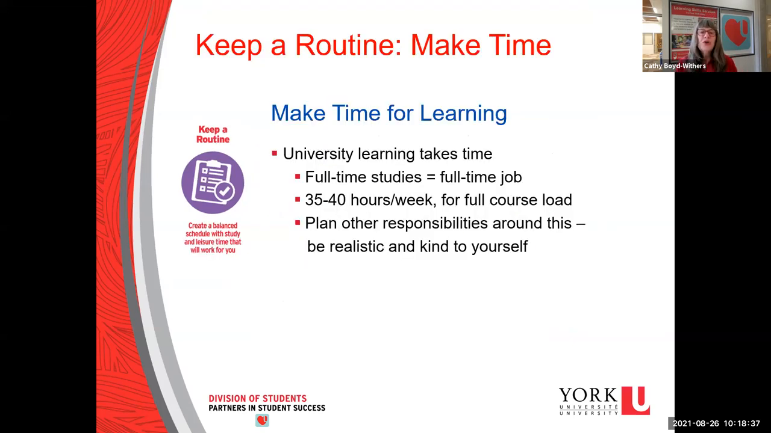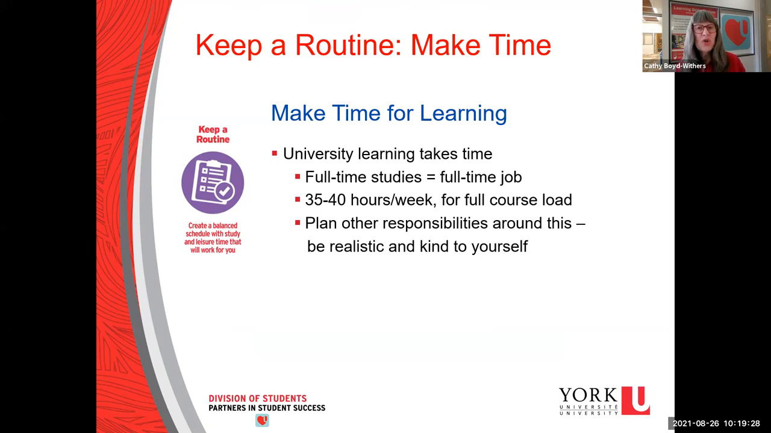So the first one is to keep a routine and make time for learning, okay? I know we know this, but university learning is very deep learning and can be quite complex. I'm not saying that to make you nervous, you know that already, but also just to make you understand it's not instant, it's not supposed to be, right? So you do need to carve out enough time. And the guideline we always give is to think of full-time studies as a full-time job. That's 35 to 40 hours a week for a full course load. In most cases, a full course load is 5 courses per semester, depending on the program. So it's important, I think, for all new students to understand this.